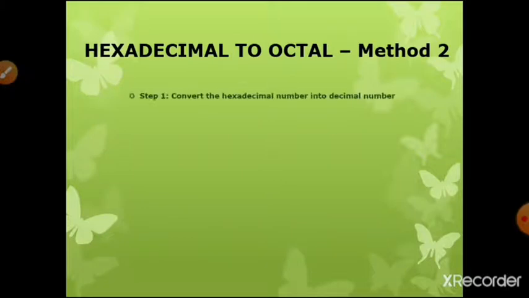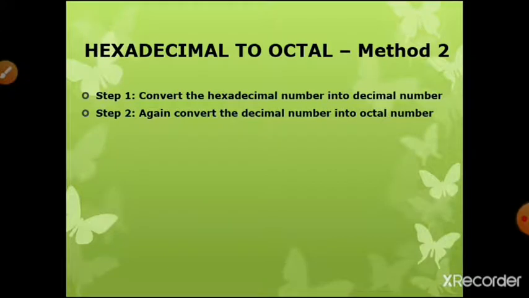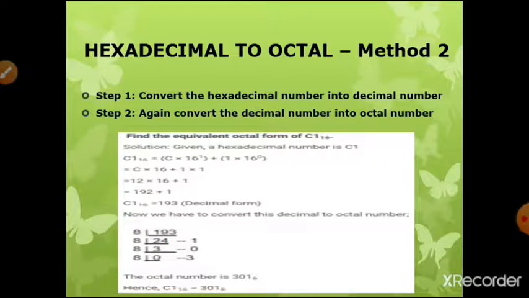In the second method, first we convert the hexadecimal number into a decimal number. From the decimal number we can convert it into an octal number. Here for example we have C1 base 16. C is the hexadecimal digit which is multiplied with the positional value 16 to the power 1, and 1 is at the positional value 16 to the power 0. We multiply each with its positional value, and the sum of these gives the decimal form. From this decimal value again we do the repeated division method to get our result.